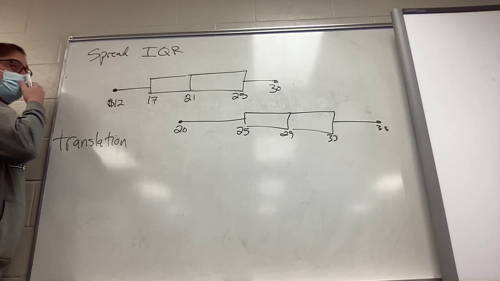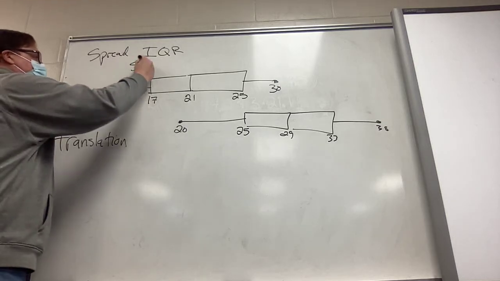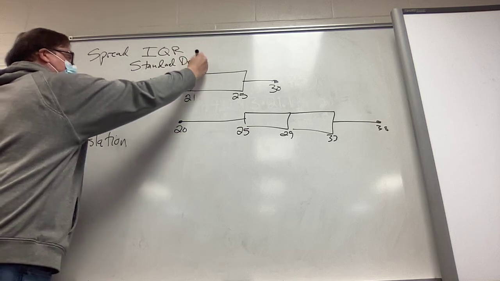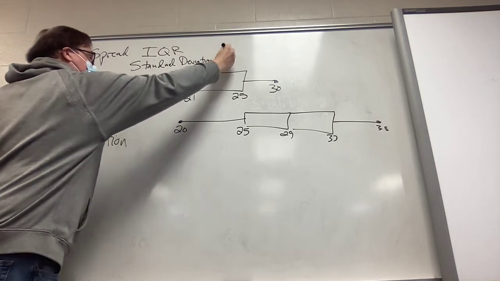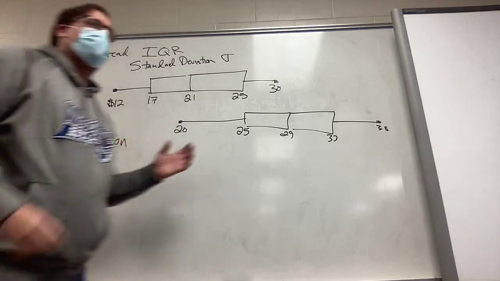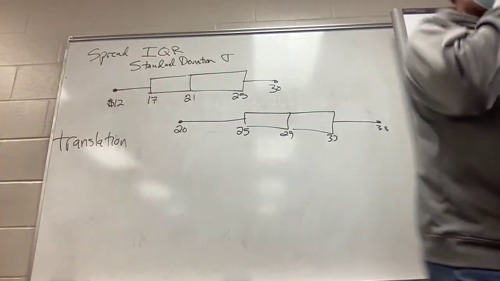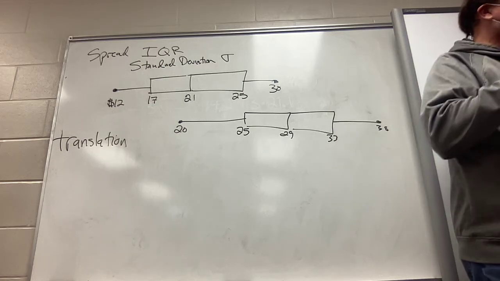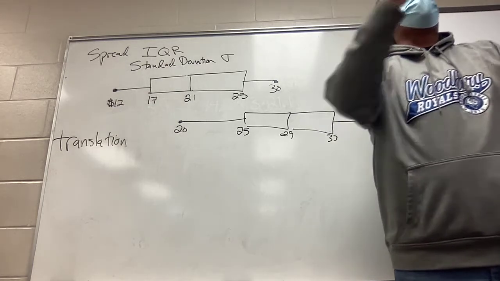The other way the data is spread out is the standard deviation, which our calculator has done for us. The cool Greek letter, small sigma. All right, I'm just going to tell you in basic terms. When the standard deviation is smaller, the data is closer together.